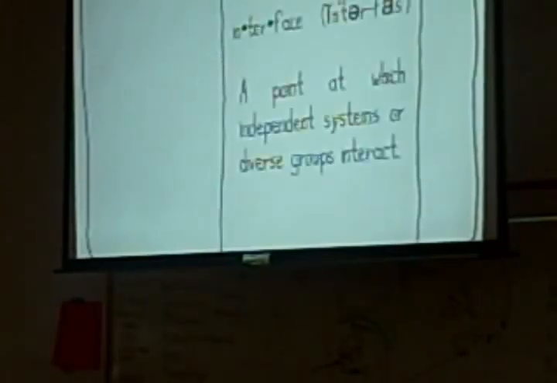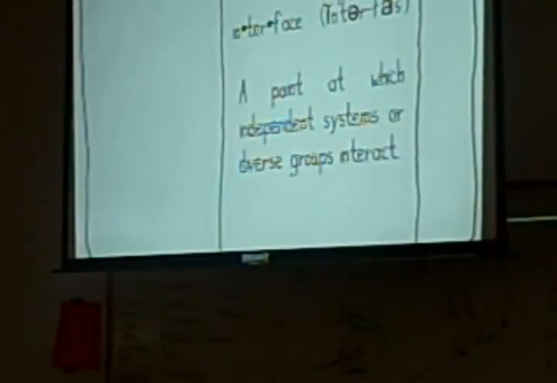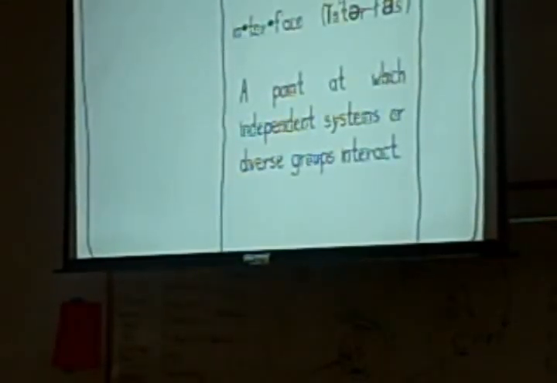Interfaces. So this is the actual dictionary definition of an interface. People think about interfaces always with computers and an API, and it's really just a point at which two independent systems interact. So anytime you have two discrete systems, discrete objects, and they interact, that's an interface.